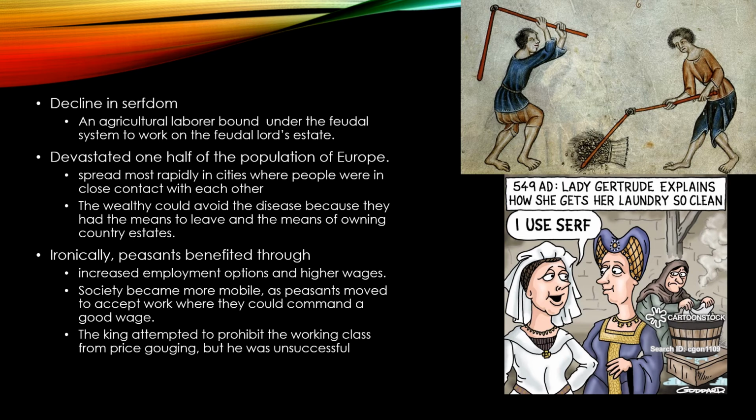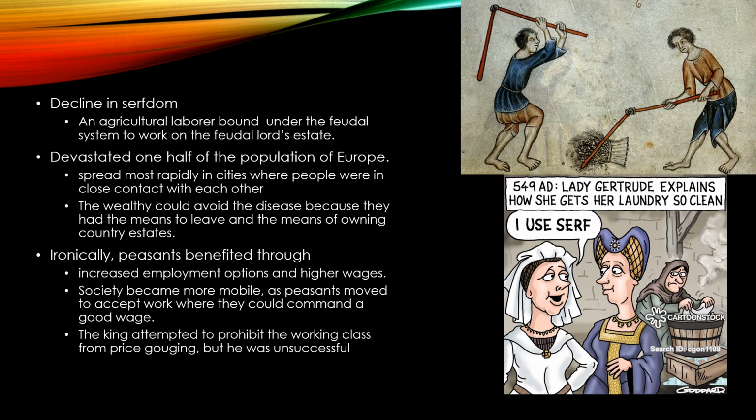Well, those peasants and serfs living out on the feudal land suddenly have great job opportunities, and they travel to London and they fill the void, and they command a premium price for their shoes and their bread and their ironworks, their glass blowing, or whatever jobs they take. So there's really a benefit for the peasants due to the Black Plague. Increased employment options, higher wages. Society became more mobile as peasants moved to accept work where they could command a good wage.